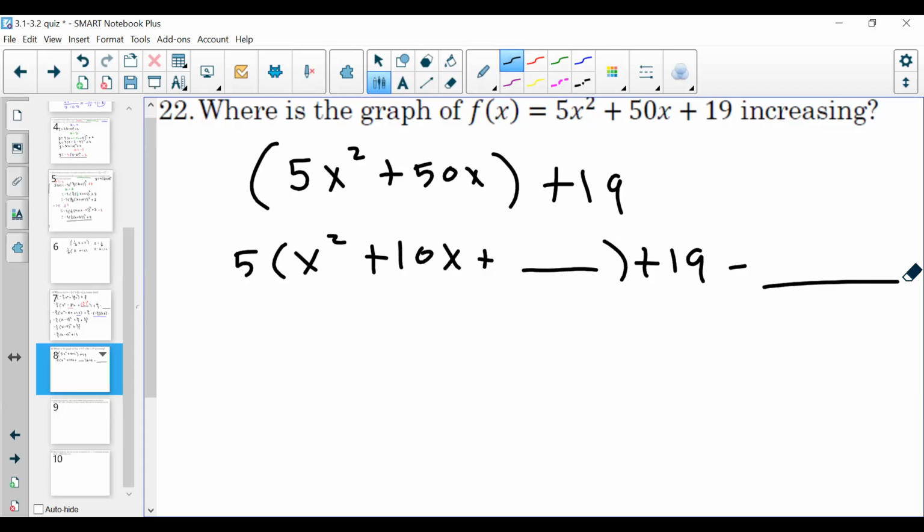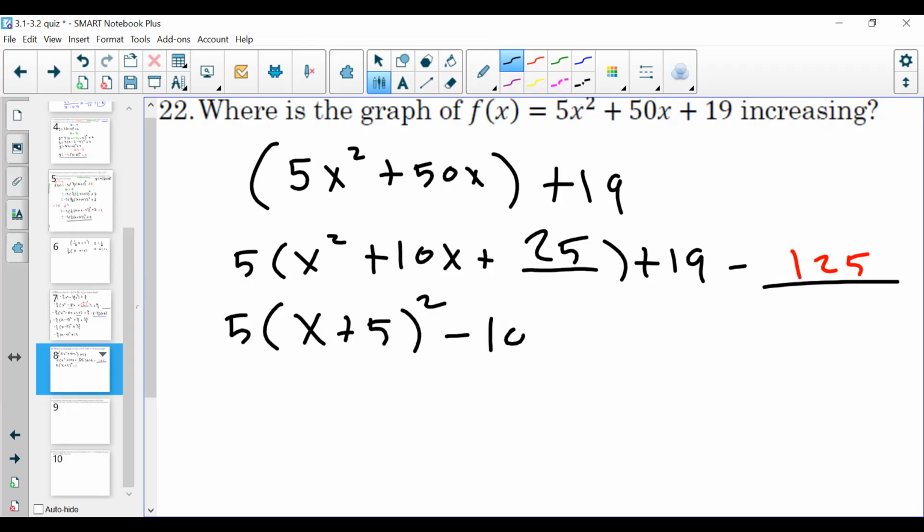So this first blank is b divided by 2 squared. So 10 divided by 2 is 5. You square it, that's 25. And I'm going to subtract that 25 times 5, right? Because that's what I really put in was that 5 times 25 or 125. So I need to subtract 125. But to be honest, that part isn't that important. What is important is your h value. And that factors to x plus 5 squared. So you get -5.